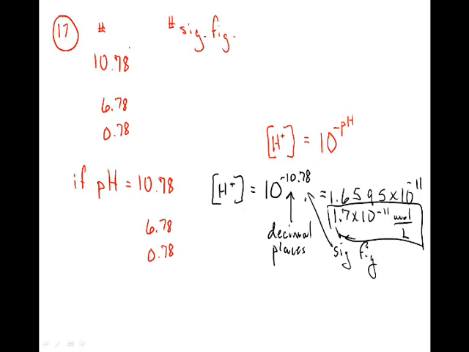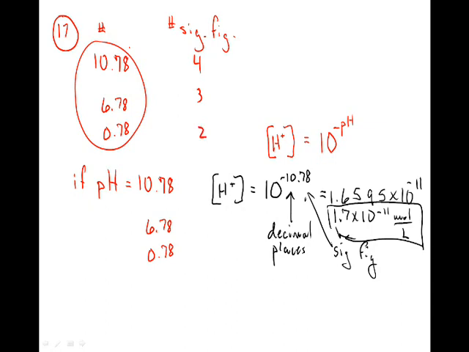So if these were hydrogen ion concentrations, I think that's what they ask you about initially, how many sig figs would there be? Well, there'd be 4, 3, and 2.